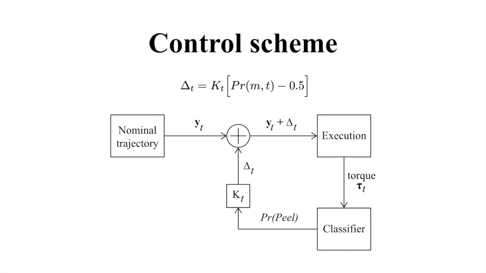In our formulation, the desired region of operation at each time step lies at the boundary between two mediums, where the ideal classifier would report the highest uncertainty score, the probability of 0.5.